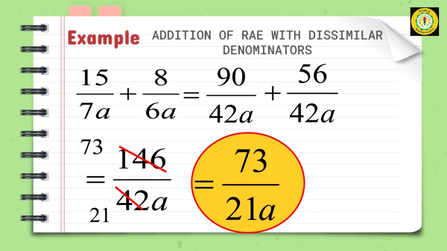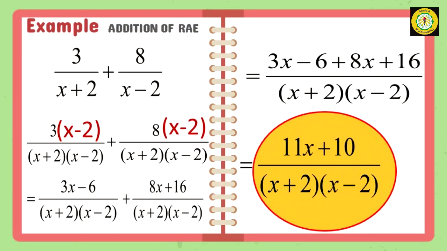Next example. 15 over 7a plus 8 over 6a. Find the LCD. Divide the LCD to the denominator. Multiply it to the numerator. And simplify. So the answer is 73 over 21a.